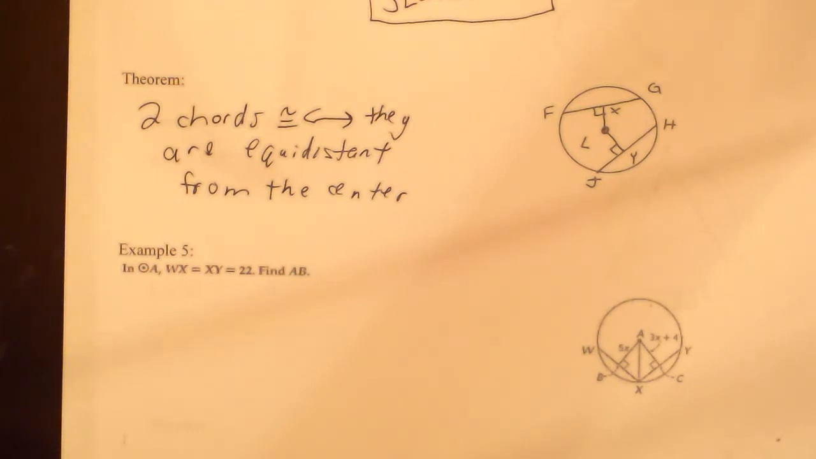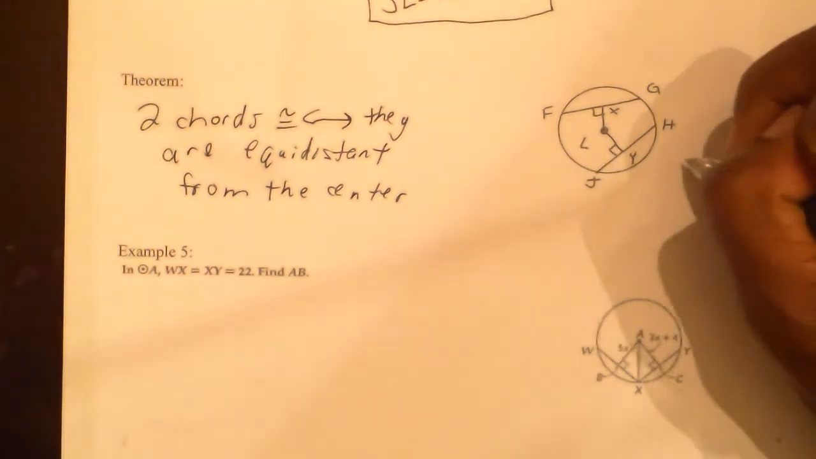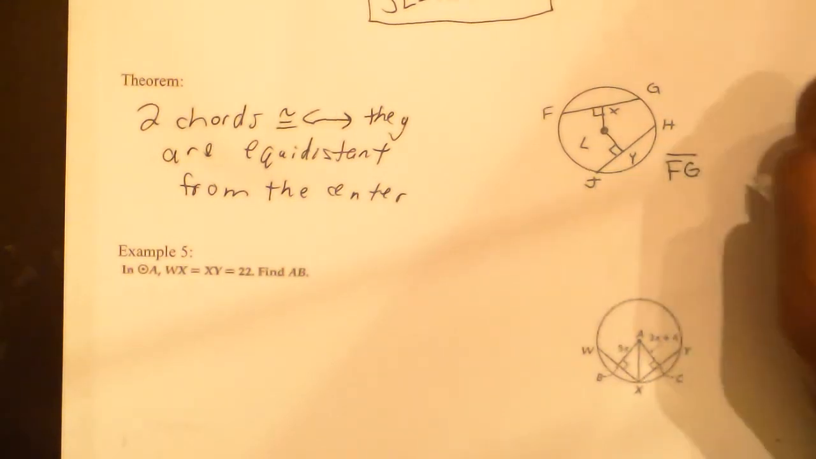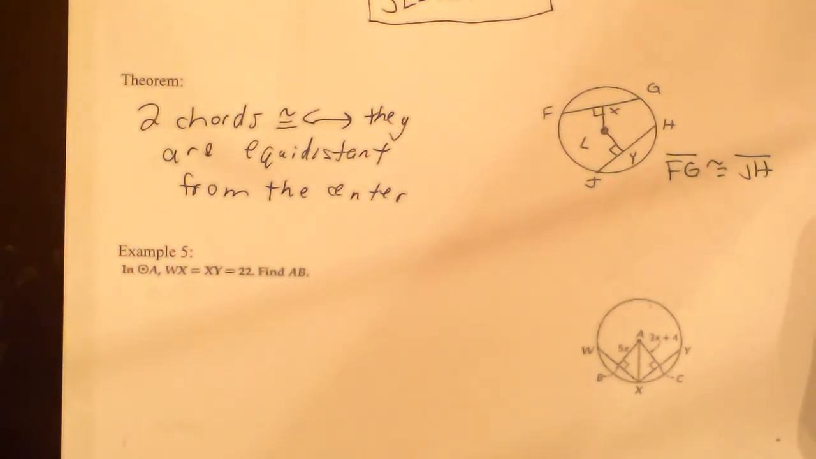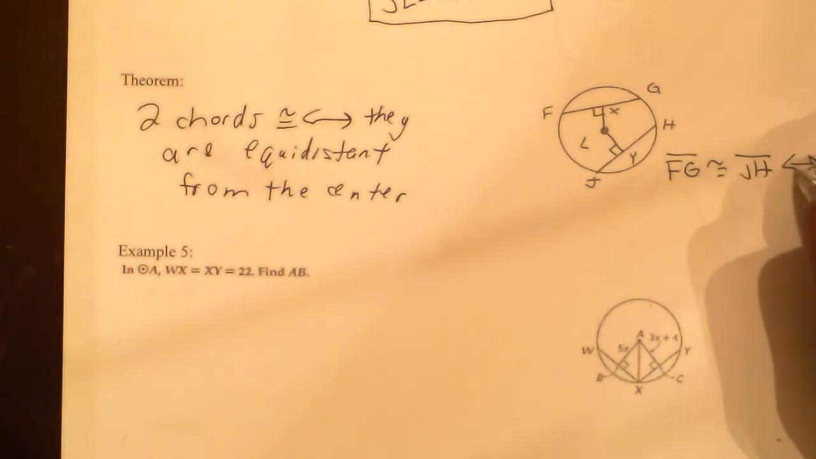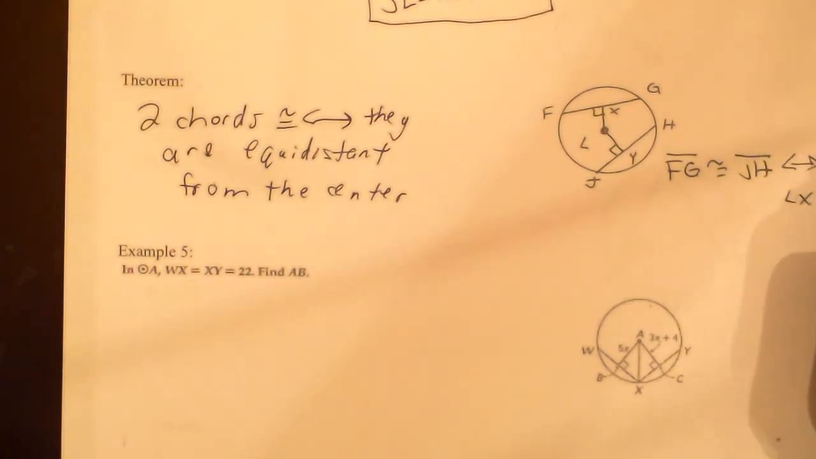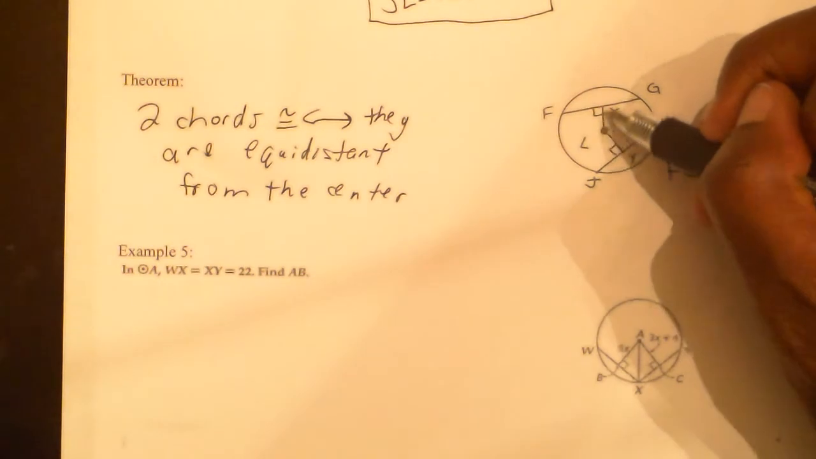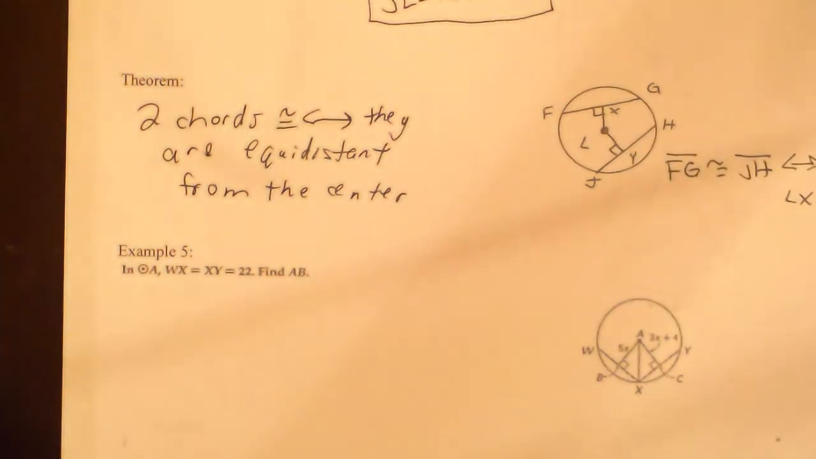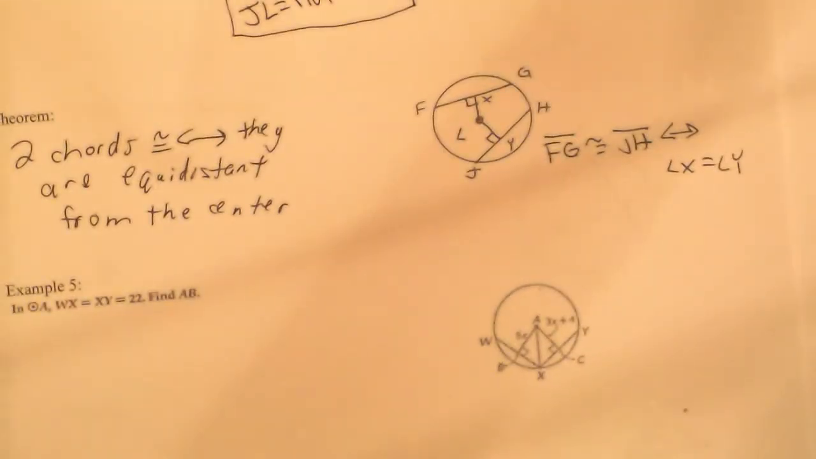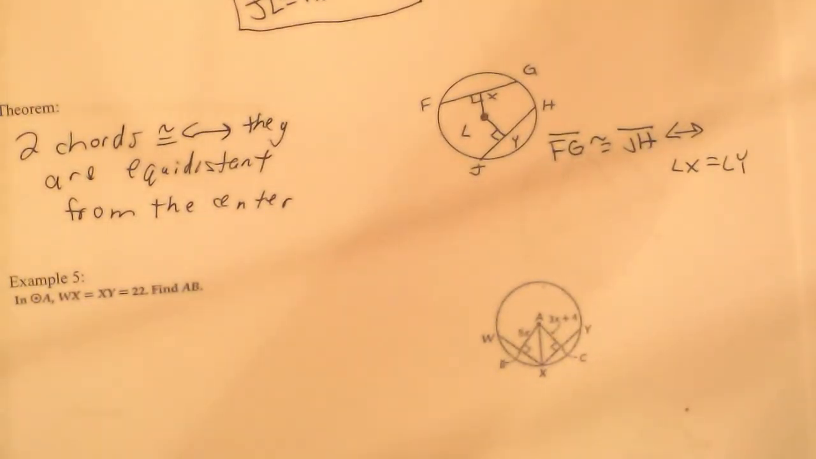So if we look at the picture that we have right here, if it was given that chord FG was congruent to chord JH, if and only if LX was equal to LY. Now we see LX and LY, they're equidistant from the center. Everybody see that? Uh-oh, you can't see it because it's off the screen. There we go. Oh, sorry Siri, I'm trying to teach.